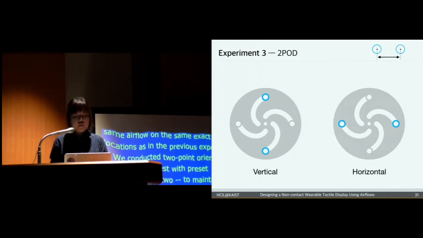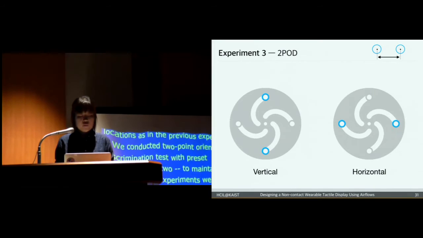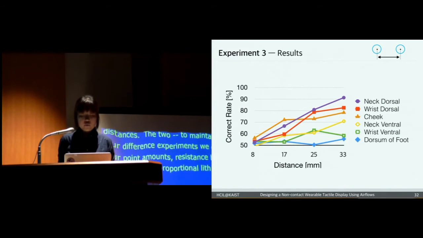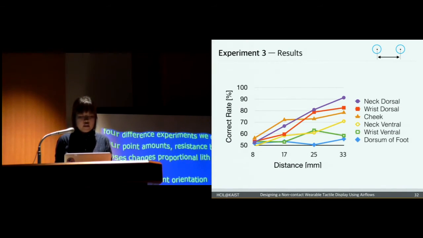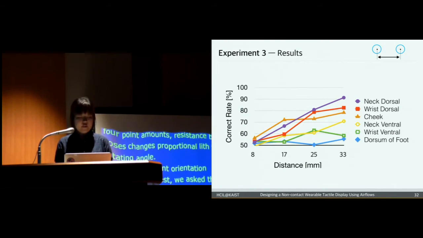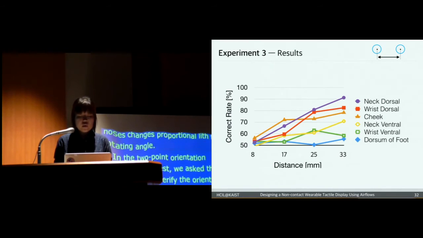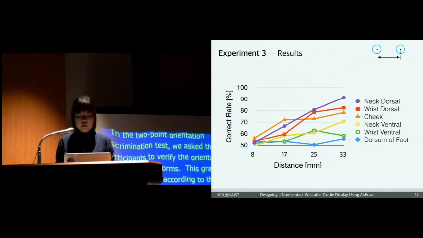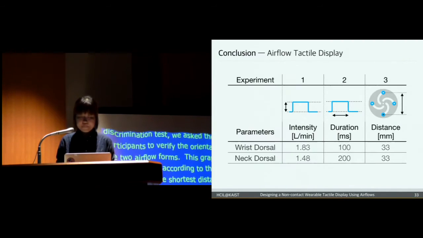In the 2-point orientation discrimination test, we asked the participants to verify the orientation of the 2 airflows formed. This graph shows the correct rate according to the 4 distances. At the shortest distance, the correct rate is near the 50% chance level. However, as the distance goes farther, several locations showed better performance. We observed that the dorsal side of the neck and wrist showed a good performance.